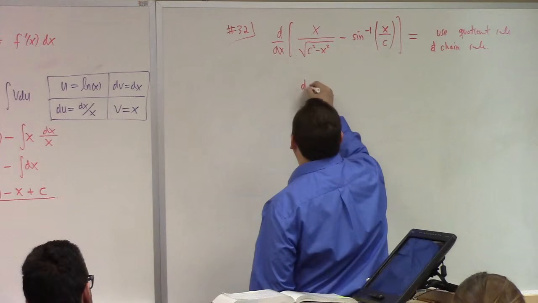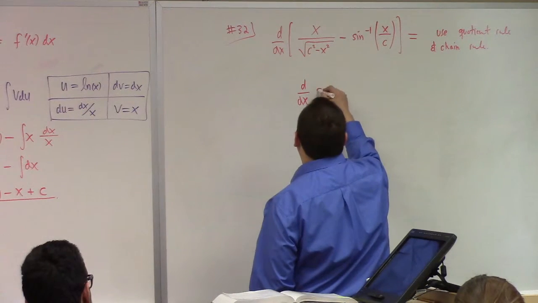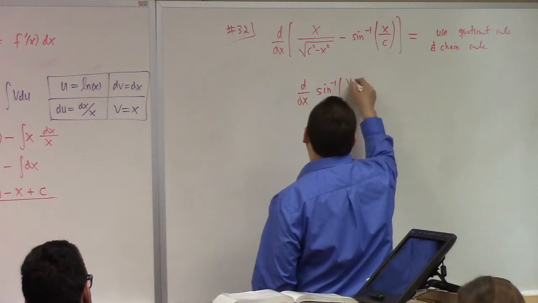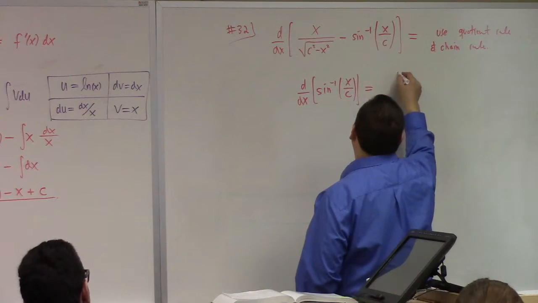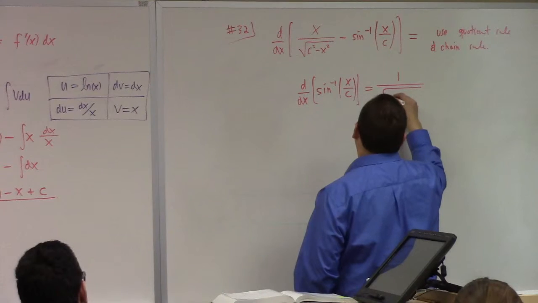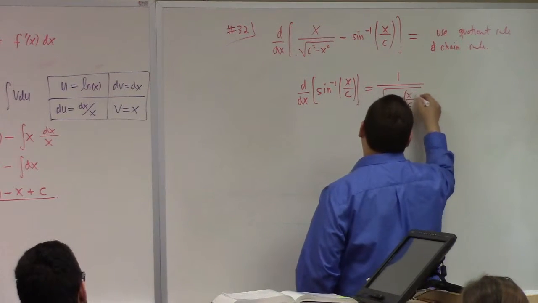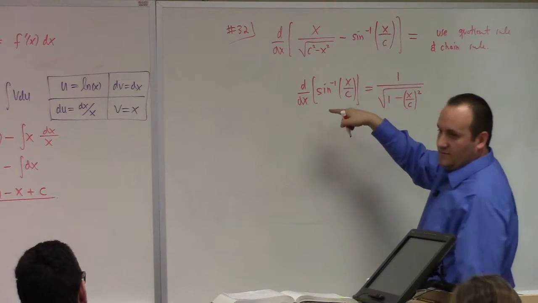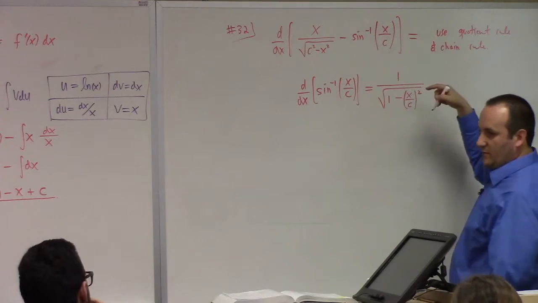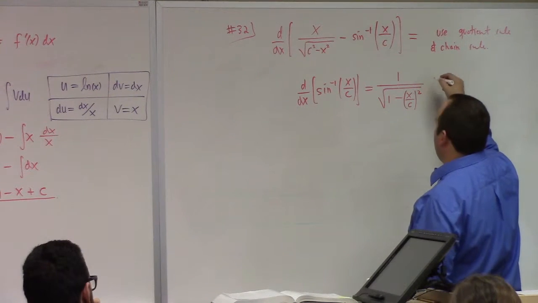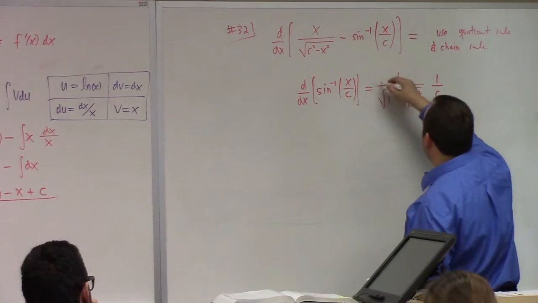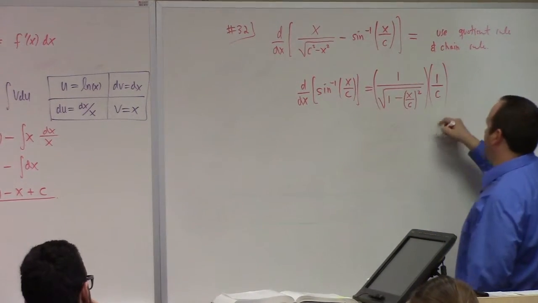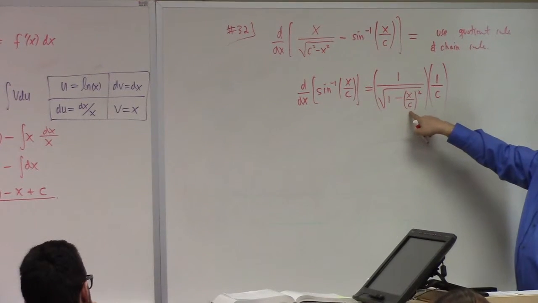Now, for example, I'll just focus on the second piece. The first piece, most of you can probably do. So this is 1 over the square root of 1 minus x over c quantity squared. Now, how do I know that? Well, we derived that the derivative of inverse sine was 1 over the square root, right? And then I have to multiply by the derivative of the inside function, which gives me 1 over c, right? Derivative of x over c is just 1 over c.